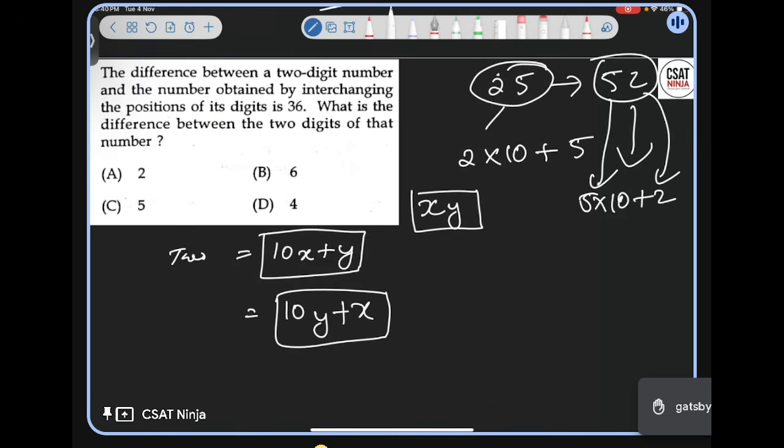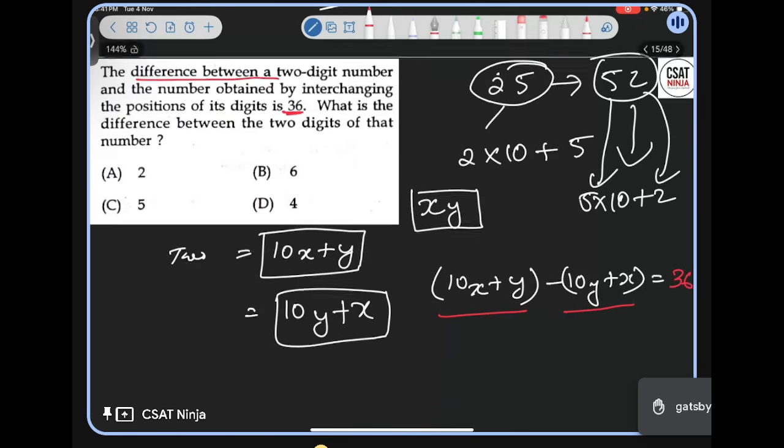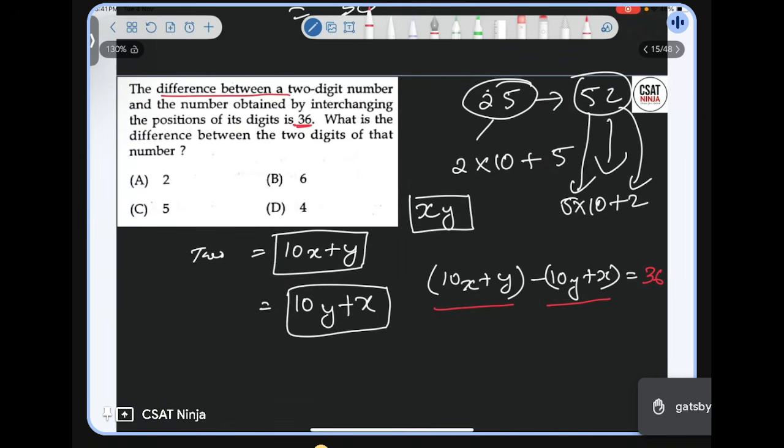And the question says like this: if I subtract these two, 10x plus y minus (10y plus x), then the difference between these two numbers is nothing but 36. So the difference between this number and this number is nothing but 36. That's what the question says. So let's solve this further.